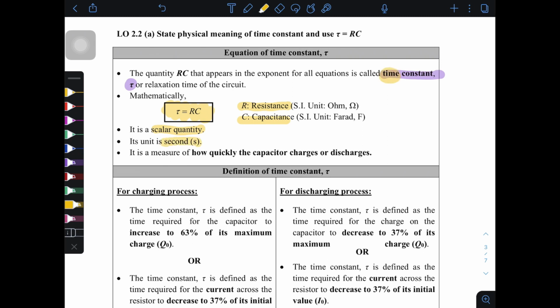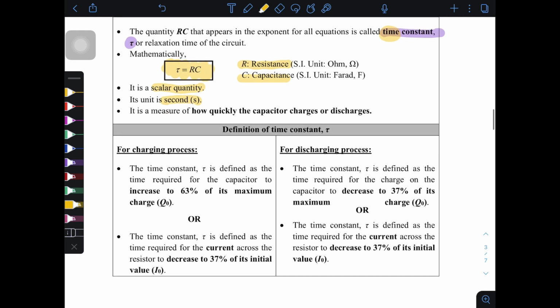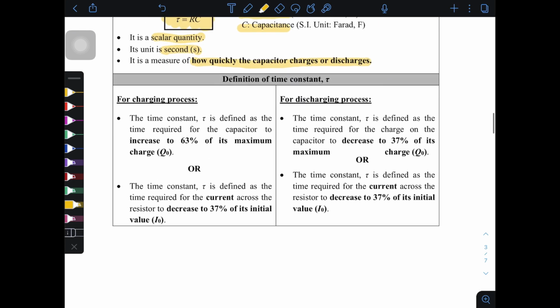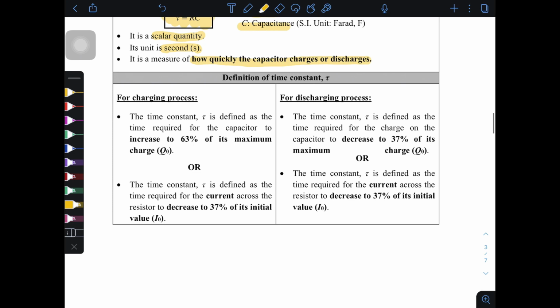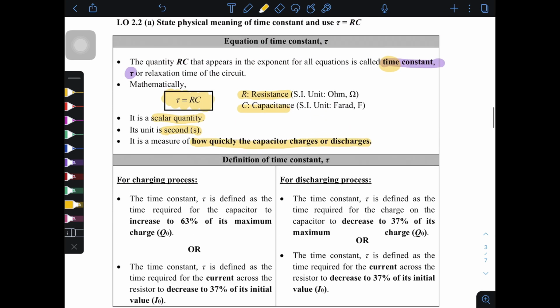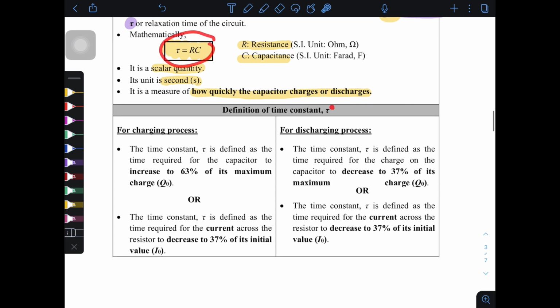And the unit for time is always second. Okay, it is a measure of how quickly the capacitor charges or discharges. This means how fast a capacitor is charging or discharging, we call it the time constant. Okay, and the most important part, the definition of time constant tau. We have to know this definition. You cannot just say tau equals RC. No. So tau, or the time constant, has 4 definitions.